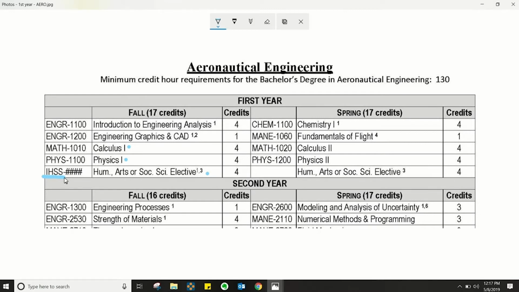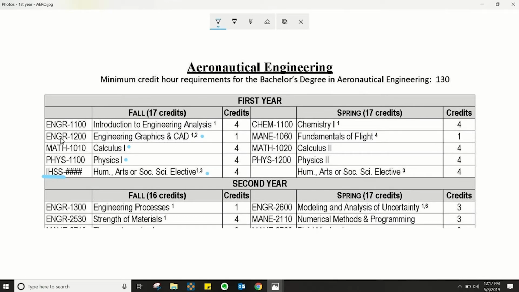So in any case, you're going to take a Haas class your first semester. Then we also have you take a 1-credit engineering class. So in this first semester, you have the choice of taking Engineering 1200, which is Engineering Graphics and CAD, which is required for your major.